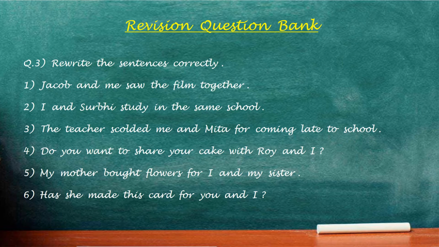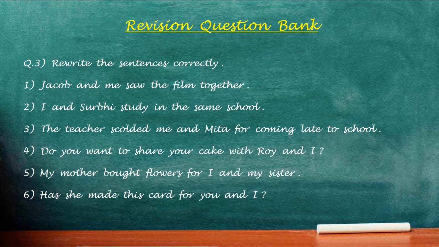Question 3. Rewrite the sentences correctly. 6 sentences are there. There is some error in the sentences. So you have to sort out those errors and rewrite the sentences again in your rough book. Sentence number 1. Jacob and me saw the film together.